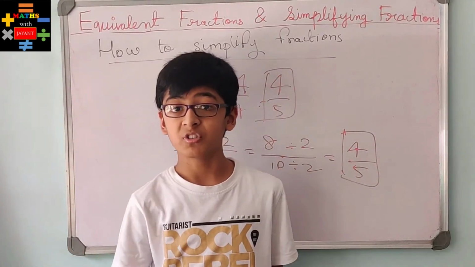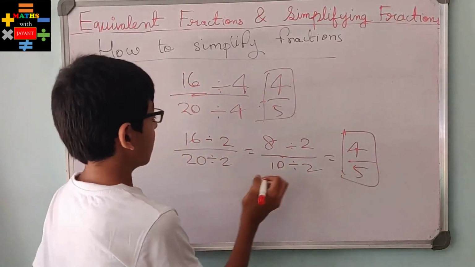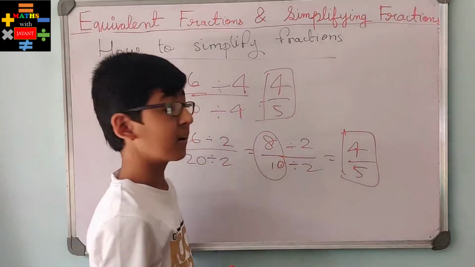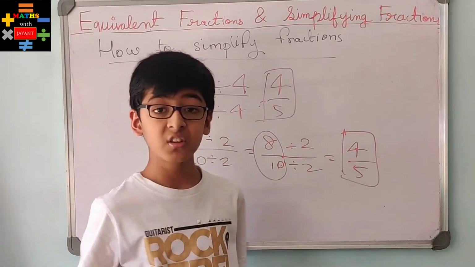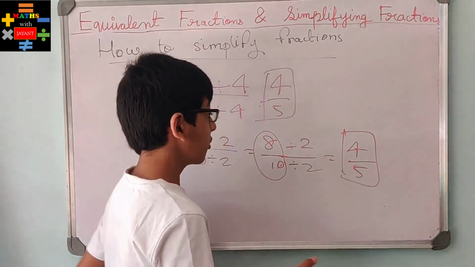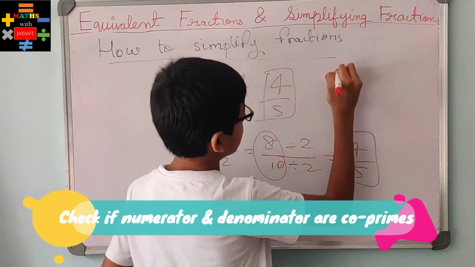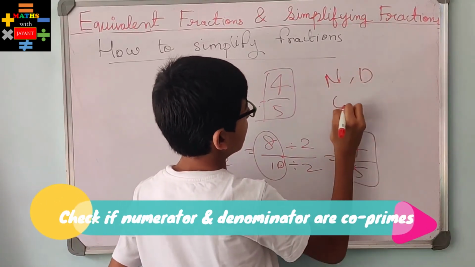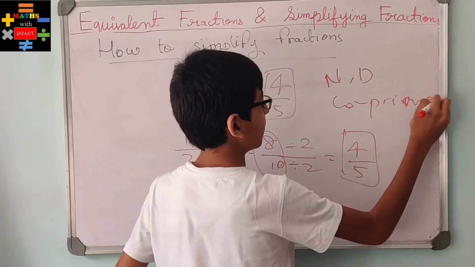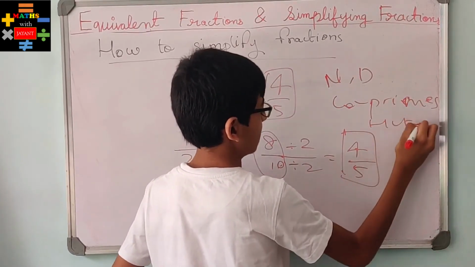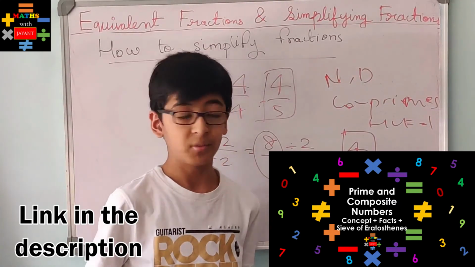Now comes a big question. How do we know this is the simplest form? Why couldn't you think that 8 by 10 is the simplest form? How will we know whether the answer that you got is the simplest form or not? So what you are going to do is check if the numerator and the denominator are co-primes. Now what are co-primes? Co-primes are numbers whose HCF is 1. To know more about co-primes, you can watch our video on prime and composite numbers.